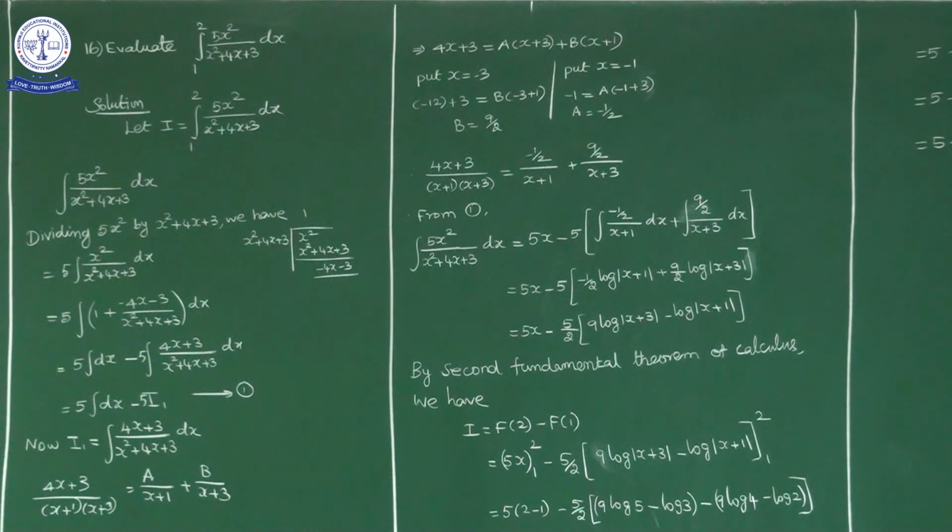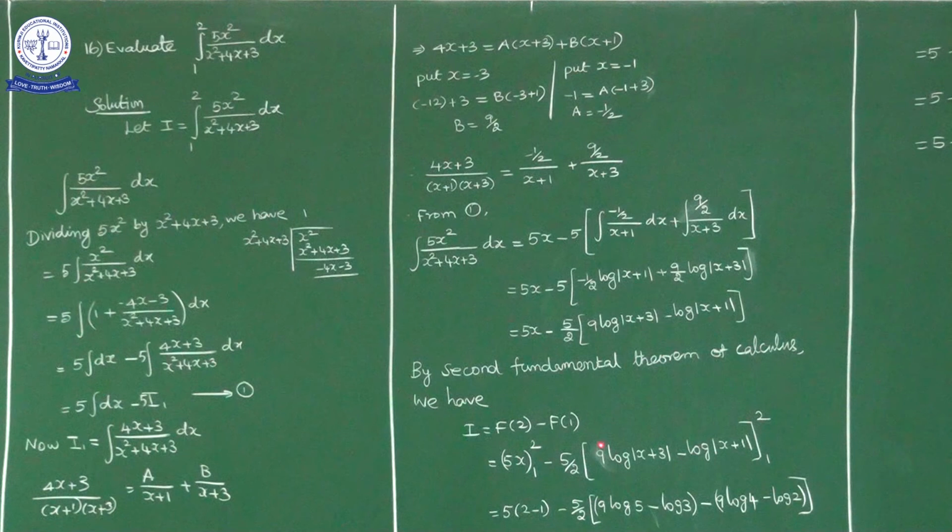Okay, but this is capital F of x. By the second fundamental theorem of integral calculus, what is I? I is equal to F of 2 minus F of 1, because the lower limit is 1 and the upper limit is 2. So I is equal to F of 2 minus F of 1. In place of x we will write 2. So what will we get? 5x, lower limit 1, upper limit 2, minus 5 by 2, 9 log mod x plus 3 minus log mod x plus 1, lower limit 1, upper limit 2.